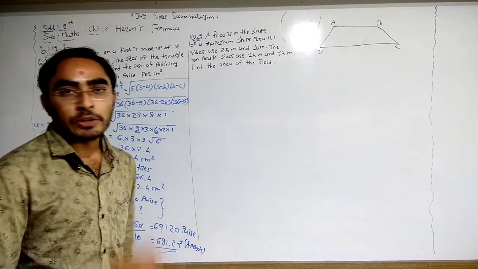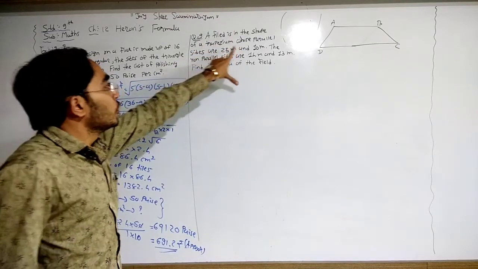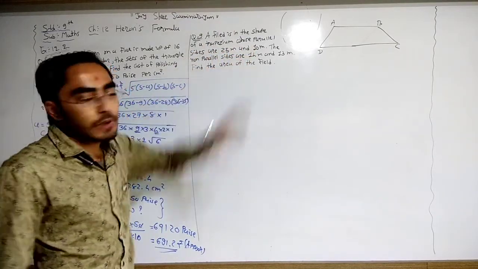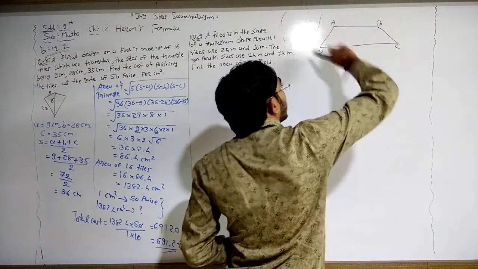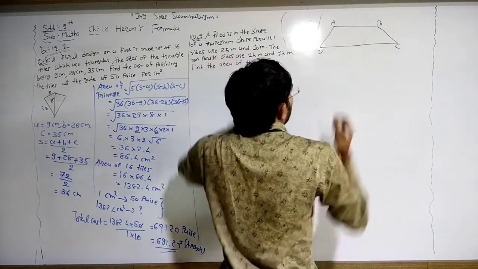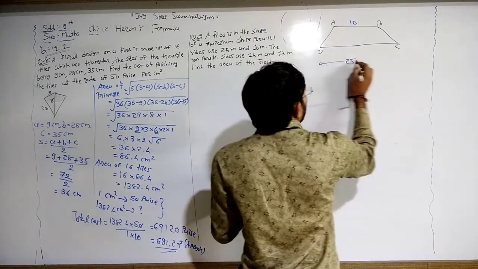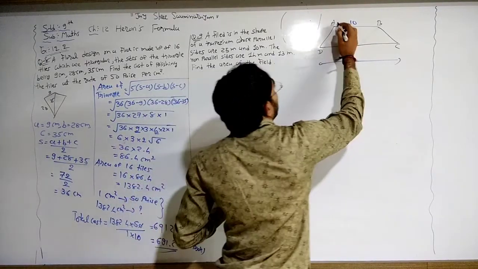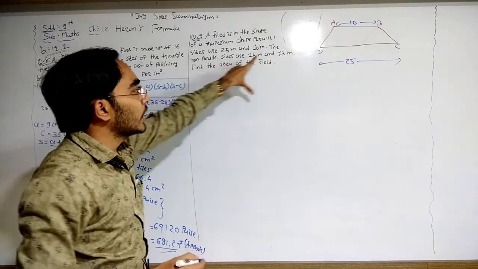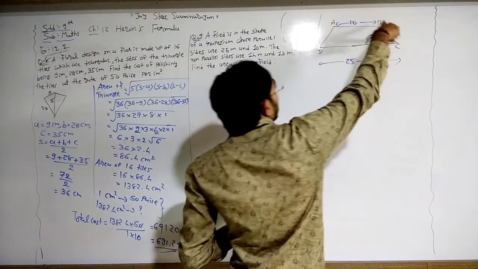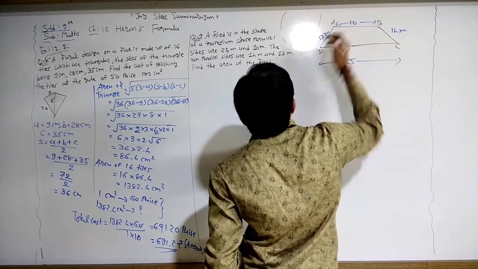Okay, here we have the field of trapezium shape. A field is in the shape of trapezium whose parallel sides are 25 and 10. So parallel sides AB and CD, right? AB and CD are parallel sides, 25 and 10. So here 25 and here 10. Then non-parallel sides are 14 and 13. So AD and BC are non-parallel sides. So here 14 and 13.